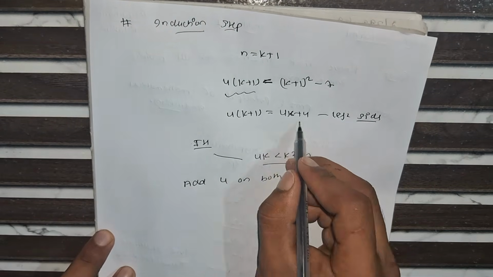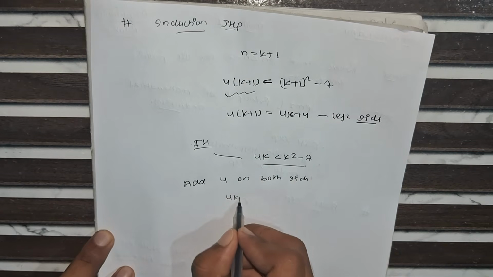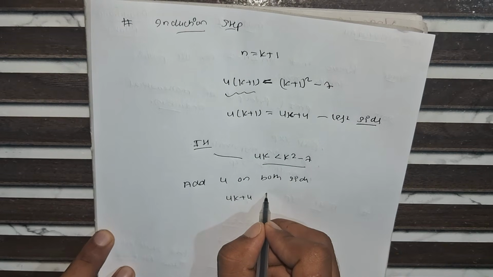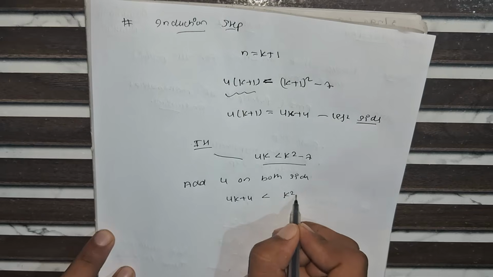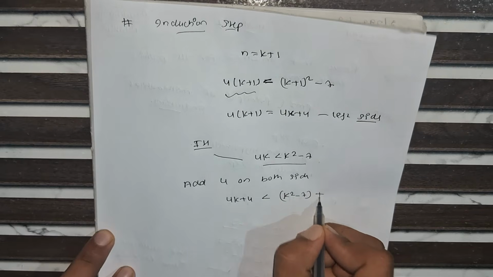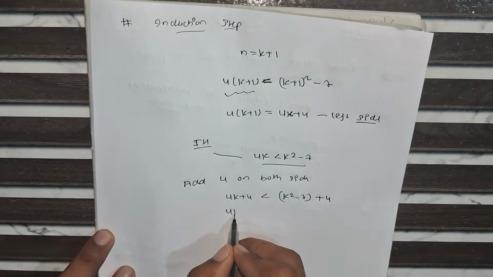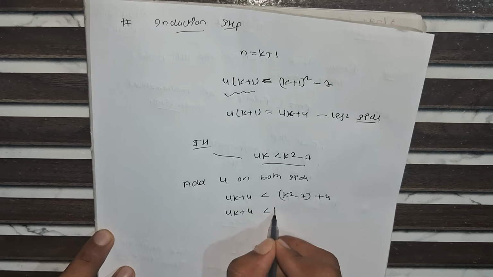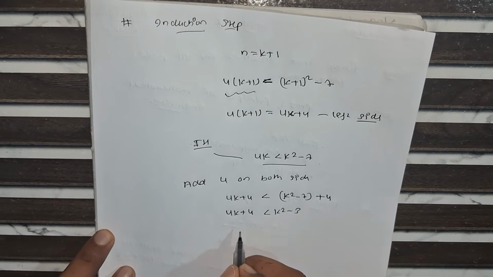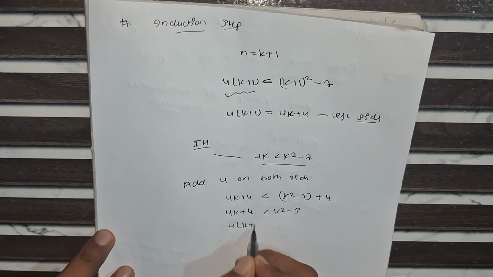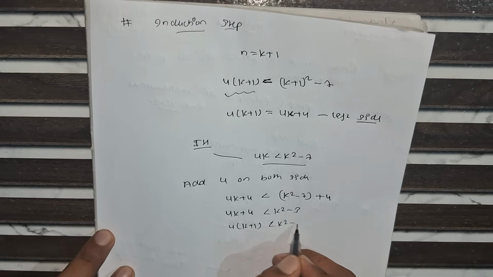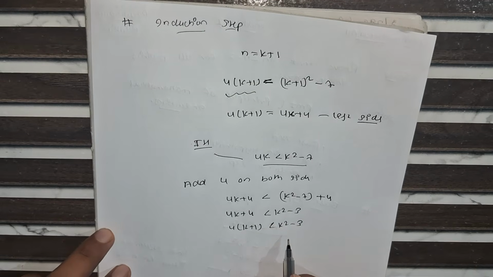Here we are adding 4 on both sides. So 4k plus 4, which is less than k square minus 7 plus 4. When you solve, you will get 4k plus 4 less than k square minus 3. And here 4 times of k plus 1 is less than k square minus 3. So now we need to compare this with the required RHS.